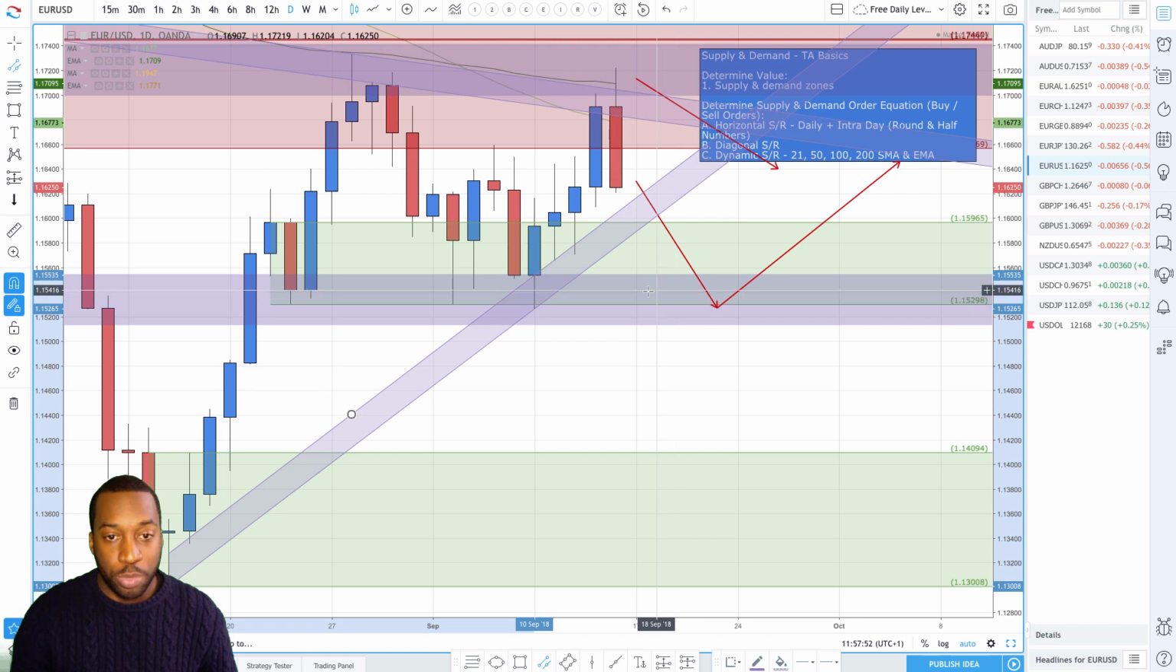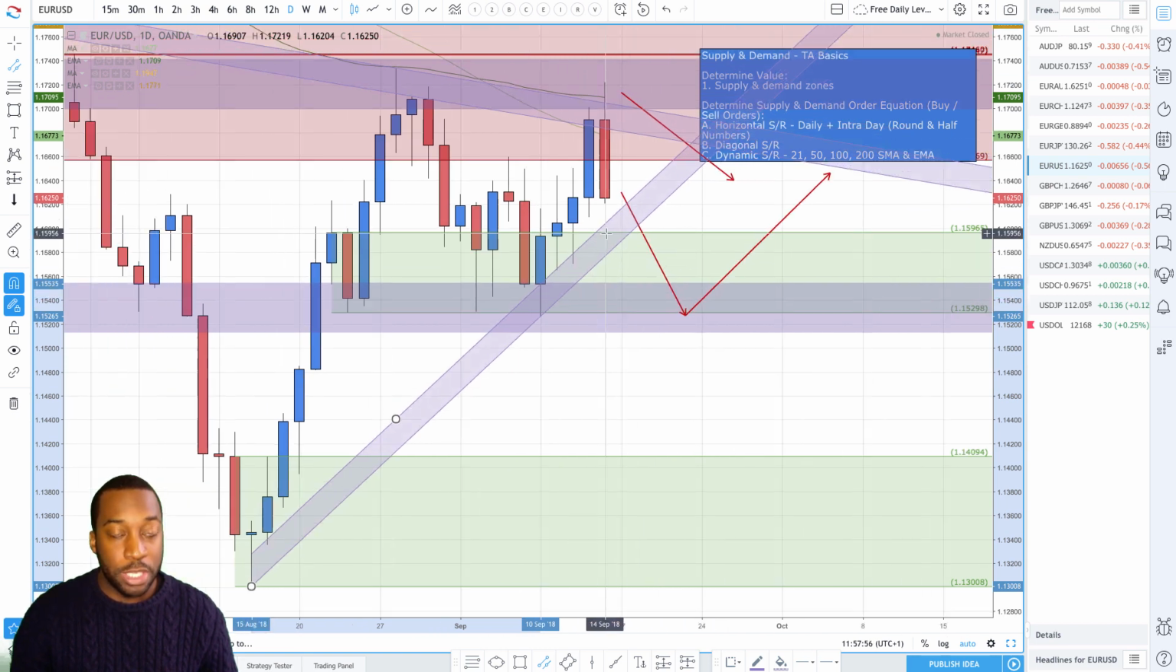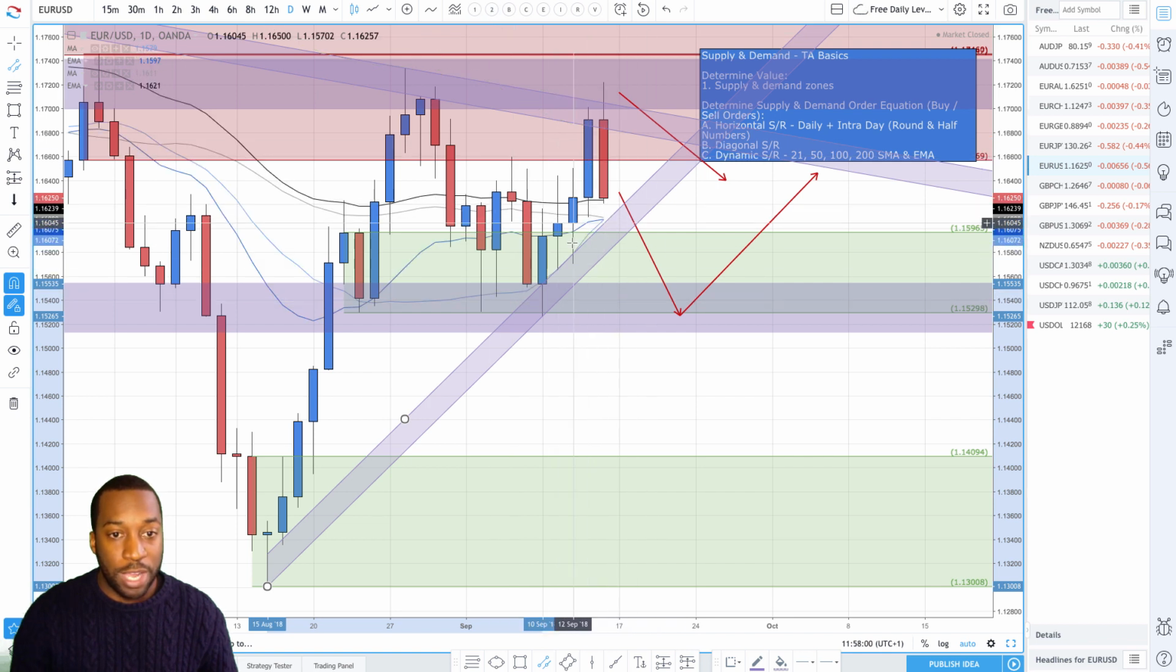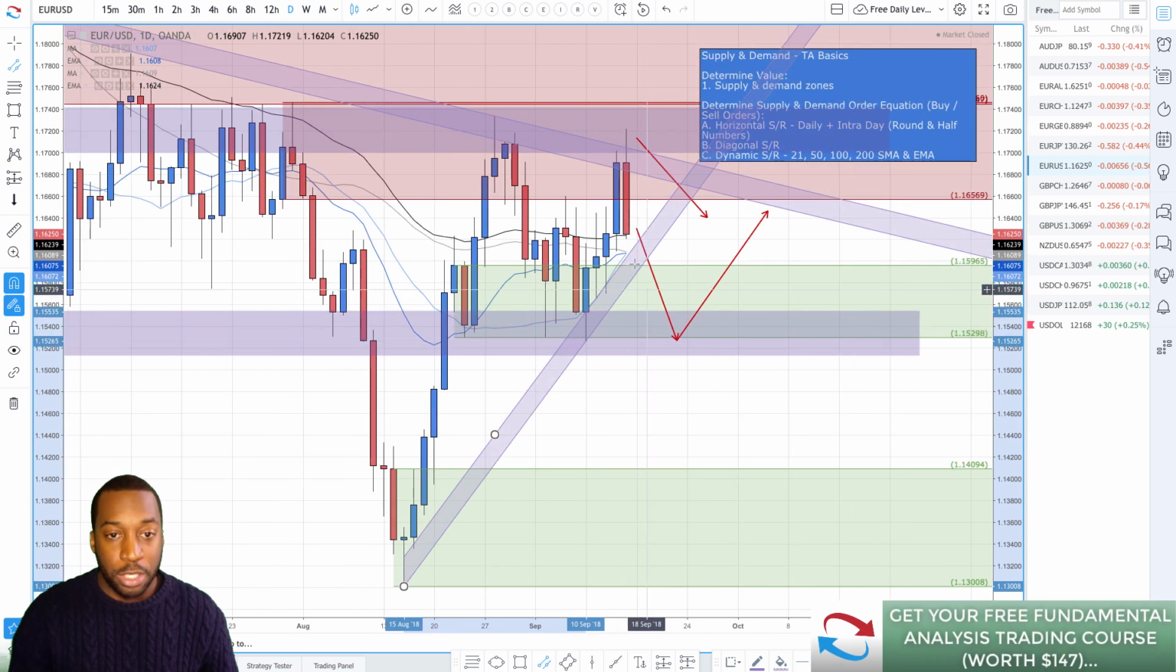If not, then this would be the next level down here within this demand zone, and then obviously I think the MAs are pretty much above or around this area here as well. So if you did get any MAs within this demand zone, then that would be some extra confluence.